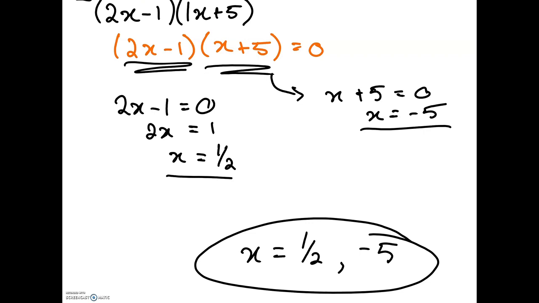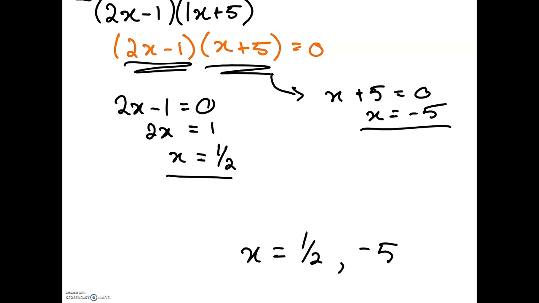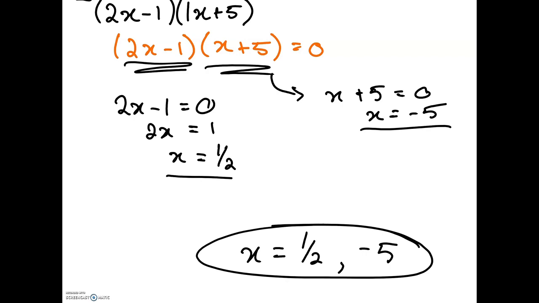Last time we only had one, but make sure you note that quadratic equations can have a maximum of 2. So they can have 0, 1, or 2, but they cannot have 3 solutions. So always make sure that you only have 2 solutions.